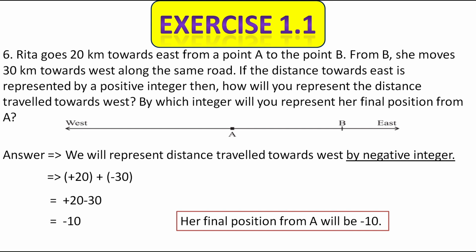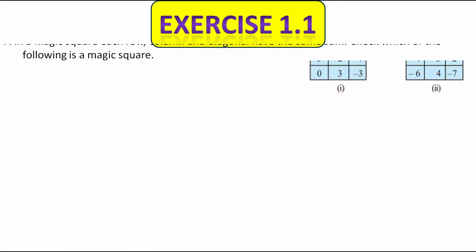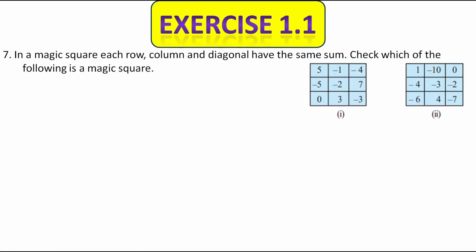Okay, now let's move to the next question, that is the 7th one. In a magic square, I think you all know the magic square. A magic square has each row, column and diagonal with the same sum. When we add all the numbers present on the rows or on the columns or on the diagonals, we get the same answer. Check which of the following is a magic square. Now we have to add all the numbers and check which square is a magic square.